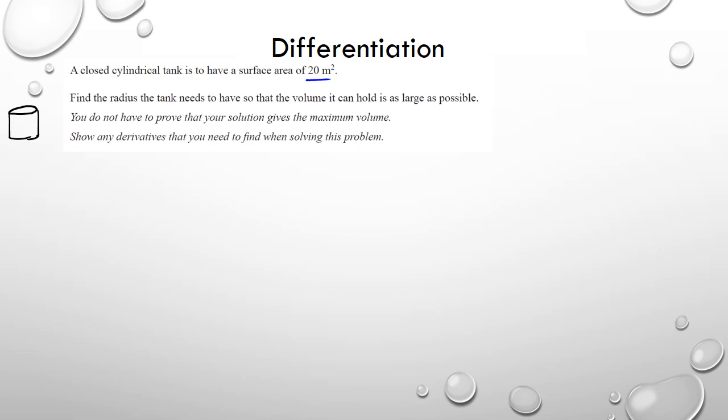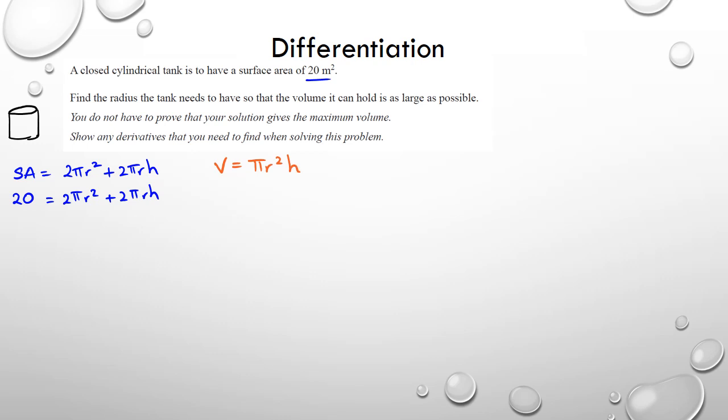Now the surface area of a cylinder is 2 pi r squared plus 2 pi r h. So let me just put that up. Because the surface area is equal to 20, I can say 20 is equal to 2 pi r squared plus 2 pi r h. Now the volume of a cylinder can be written as volume is equal to pi r squared times h.